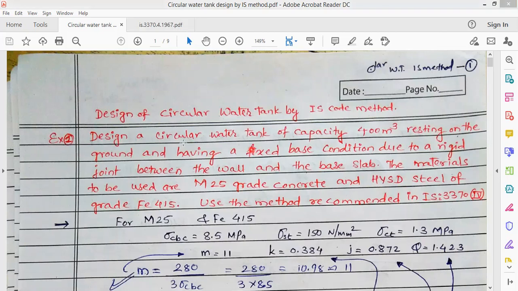Means we have a circular water tank to be designed having a capacity of 400 meter cube and it rests on the ground, and all the sides are fixed, that is, vertical joints are fixed as well as the base slab is also fixed. It is not flexible. The materials used here are M25 grade of concrete and HYSD steel bars of grade Fe415. So using IS 3370 part 4 we need to design this water tank.